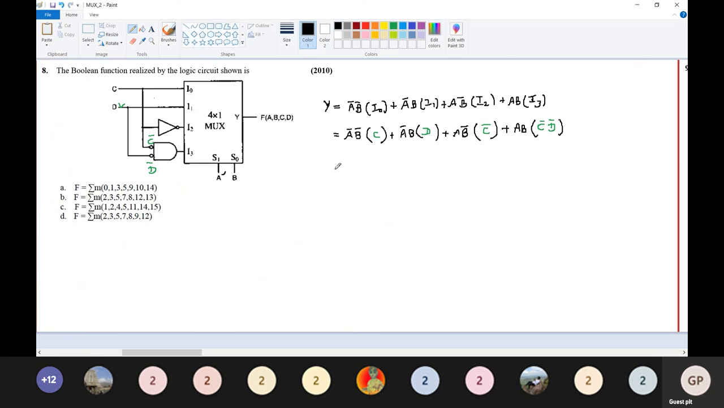So now what are you going to do? You're just going to multiply all these terms. So we'll have A dash B dash C plus A dash B D plus A B dash C dash plus A B C dash D dash. Now the given answer is in terms of the minterm values. In order to find the minterm values, you may have to convert the obtained expression into canonical SOP expression, which will take time. So we'll implement this using a K-map.